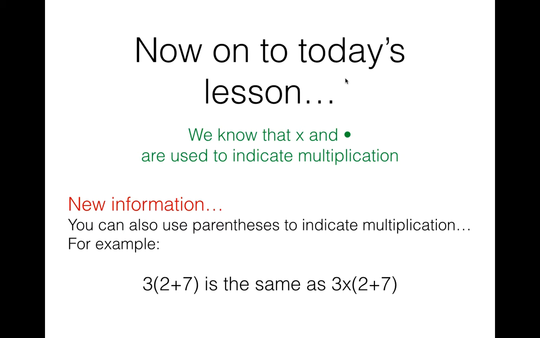Let's talk about today. All right, so we know that the X, or the multiplication symbol, and the dot are used to indicate multiplication. So here's the new bit. You can also use parentheses to indicate multiplication. So for example, 3 parentheses 2 plus 7 end parentheses is the same as 3 times 2 plus 7 in parentheses. Okay? So really, in this case, you just have to imagine that that multiplication symbol is in there. You don't see it, but it is there.